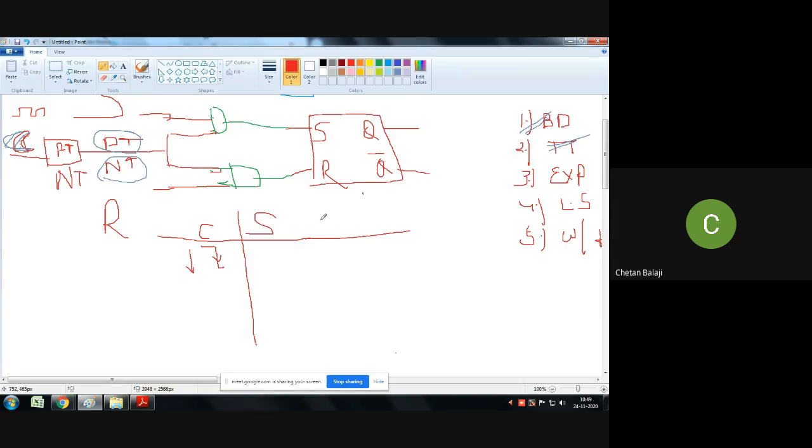Now SRQ. If S is 0 and R is 0, obviously it is no change. Again add a down arrow mark. If S is 1, Q is 1, again you add a down arrow mark, the 1 to 0 triggering edge. If R is 1, Q is 0. If both are 1 1, Q is forbidden. Okay, is it clear to everybody? Edge triggered? Clear?